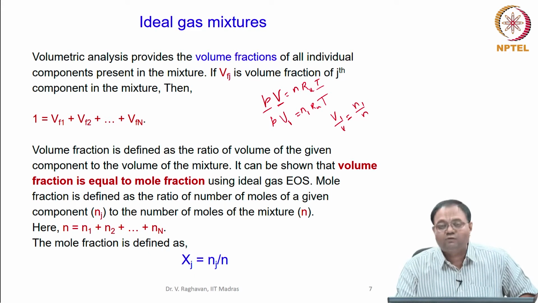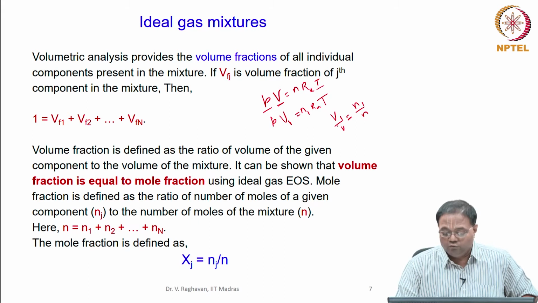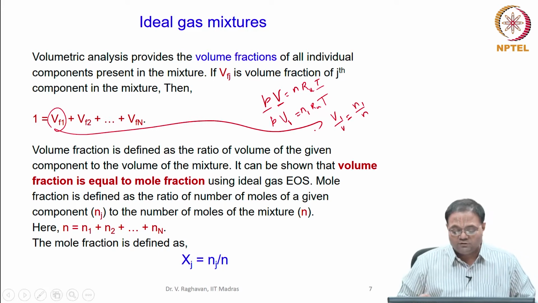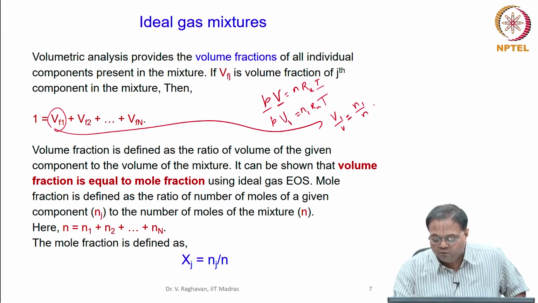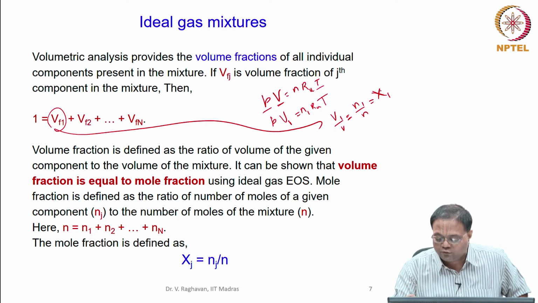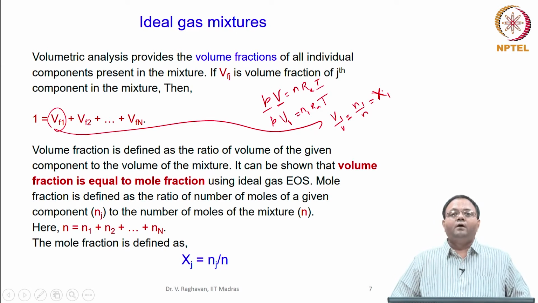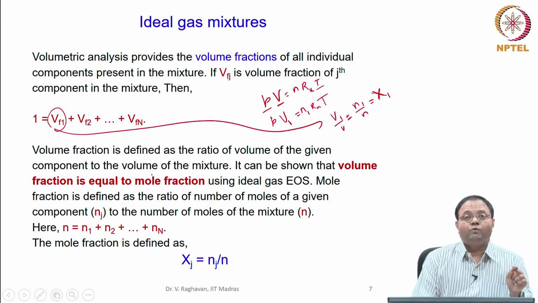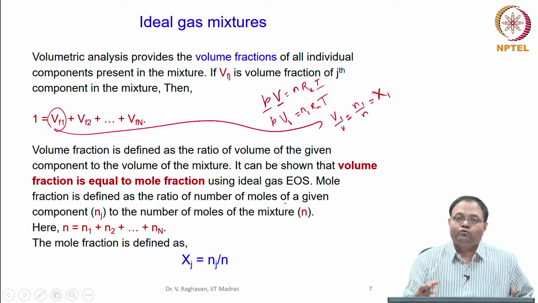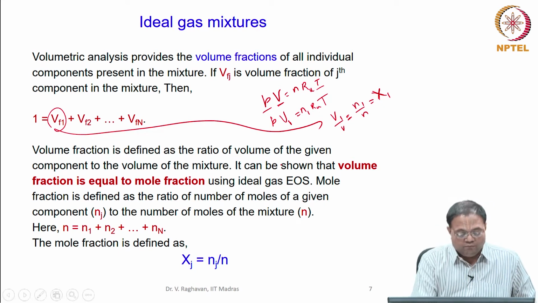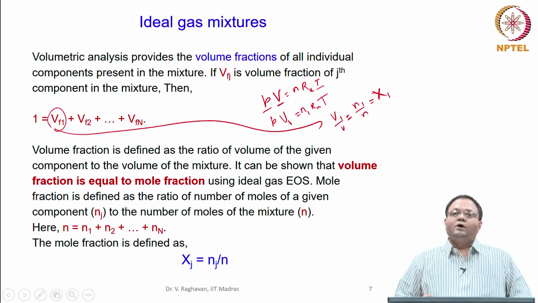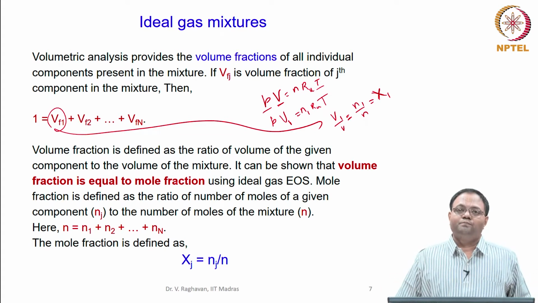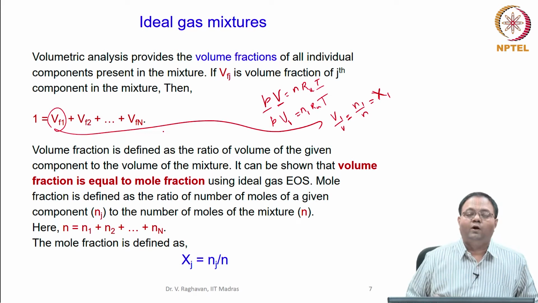So, what is V1 by V? It is the volume fraction of the first component, correct? V1 by V, I know that, VF1. Now this is nothing but the mole fraction. I will say mole fraction of the first component, X1, that is it. Volume fraction is defined as the ratio of the volume of the given component to the volume of the mixture. So, now I have shown that volume fraction is equal to mole fraction. The volumetric analysis gives the volume fraction, which is nothing but the mole fractions, and if you add all the mole fractions you will get 1.